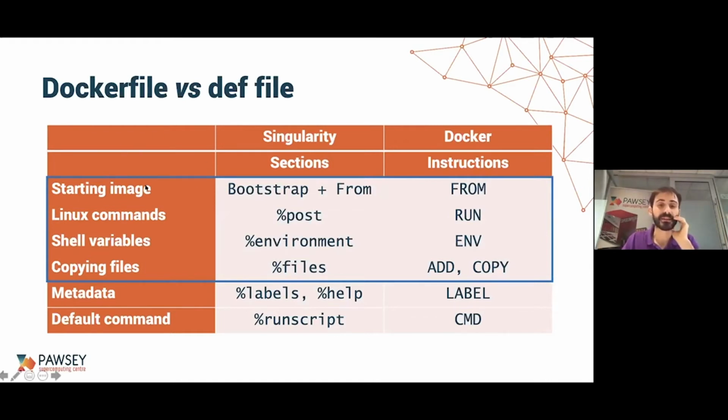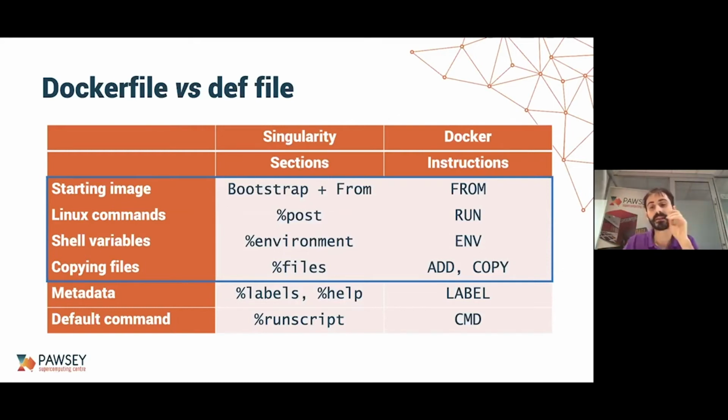So we mentioned with Singularity definition files that you have 4 key sections to keep in mind: starting image, Linux commands, shell variables, and copying files if you wish to. And here I'm providing you the corresponding syntax in Docker. You specify the starting image with the from directive, you execute Linux commands with run, define shell variables with env, and copy files with add or copy. And that's basically all you need to know for writing a Dockerfile, so a definition file for Docker. Then I'm going to show you the example in a couple of minutes.